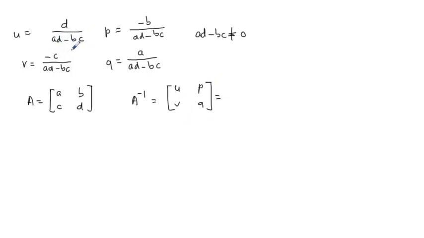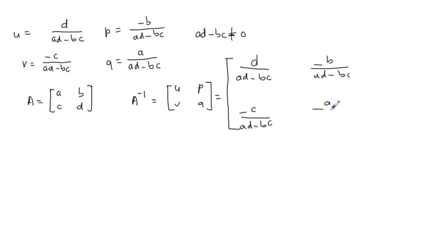But now what have we got? We've got A inverse given in terms of the entries here. So we have a big matrix this way now. In U, we have D over the determinant AD minus BC. In V, we have minus C over the determinant. I'm just repeating this word because I want you to learn it. We've just learned it today, isn't it? What did you have at P? At P, you've got minus B over the determinant. And here we've got A over the determinant.